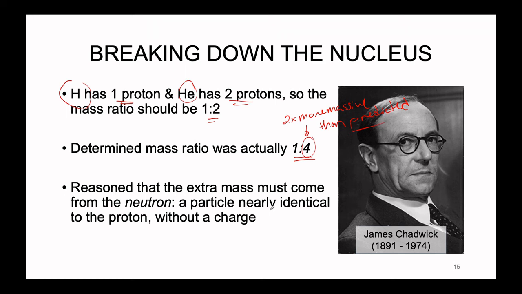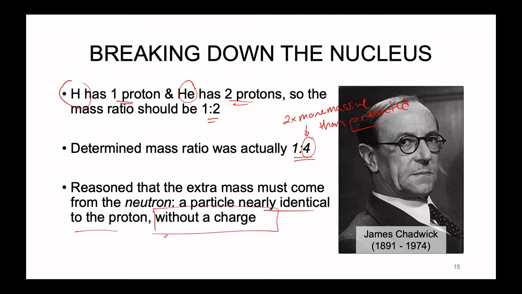This particle, as we have since confirmed through experimentation, is nearly identical to the proton in terms of mass. However, it does not have a charge. It not having a charge is exactly the reason why it took so long to discover the existence of the neutron and isolate it from the other subatomic particles.